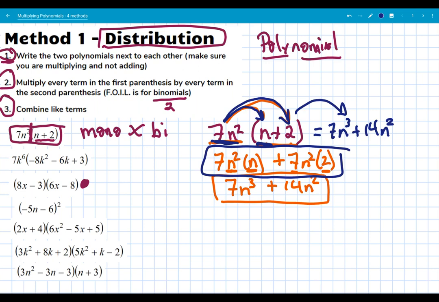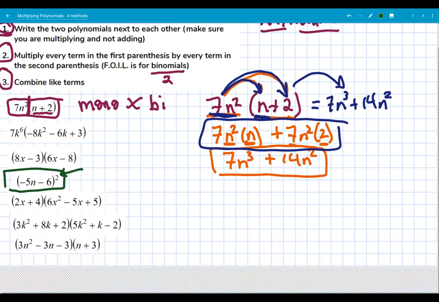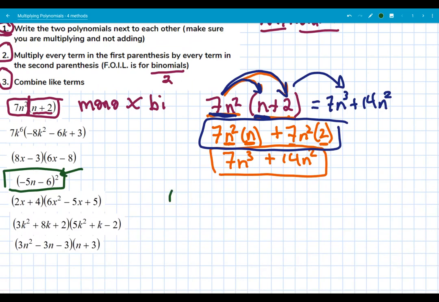So let's try another one. I got a whole bunch here on the left side. I'll do this one. Do you see that 2 right there? This is negative 5n minus 6 squared. That squared tells me I need to write this twice. So I'm going to write it twice. Negative 5n minus 6 times negative 5n minus 6. So that's what the square here tells me to do.